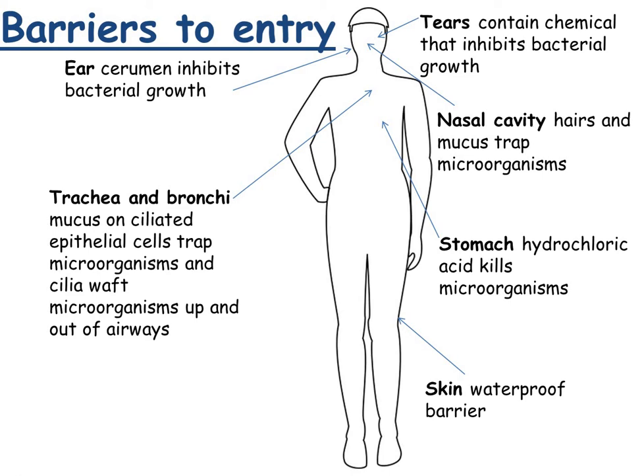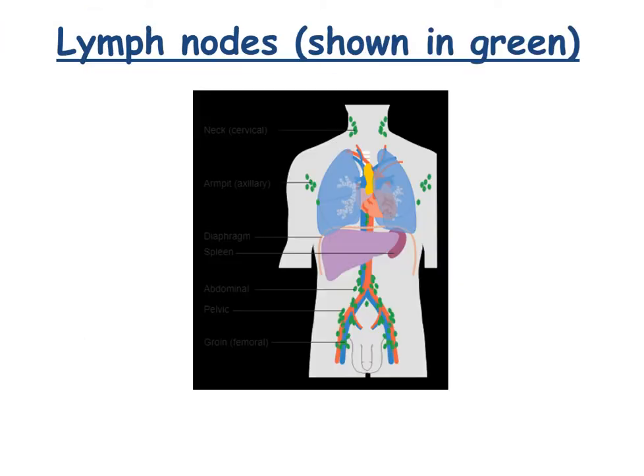The stomach contains hydrochloric acid, which kills microorganisms. And then the skin itself is a waterproof barrier. And if the skin gets cut, then platelets in the blood will clot the blood to stop pathogens from entering the blood, or hopefully stop them from entering the blood.